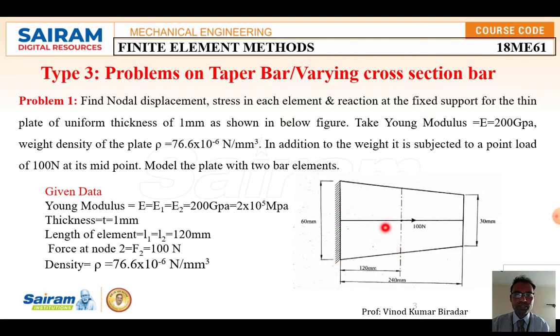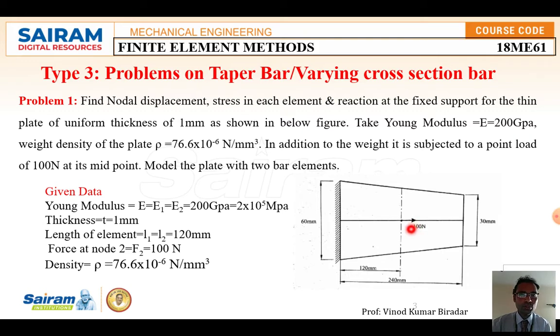Okay, so what is the first step? You have to analyze the problem, read the problem carefully, see which type it belongs to, and then we go for the calculation part. So this is the taper bar given. This is the larger side, this is the shorter edge. This side the width is 60 mm, and this side is 30 mm. And at exactly the middle, 100 Newton is acting.